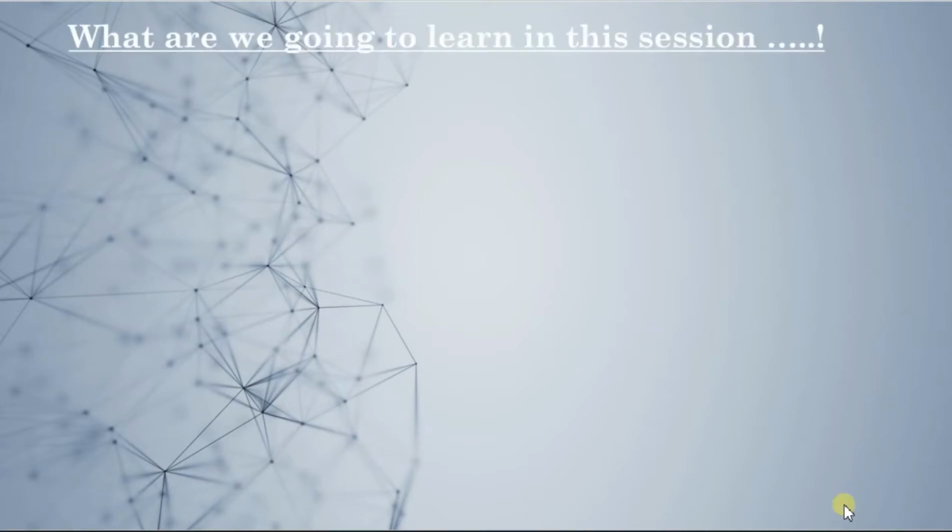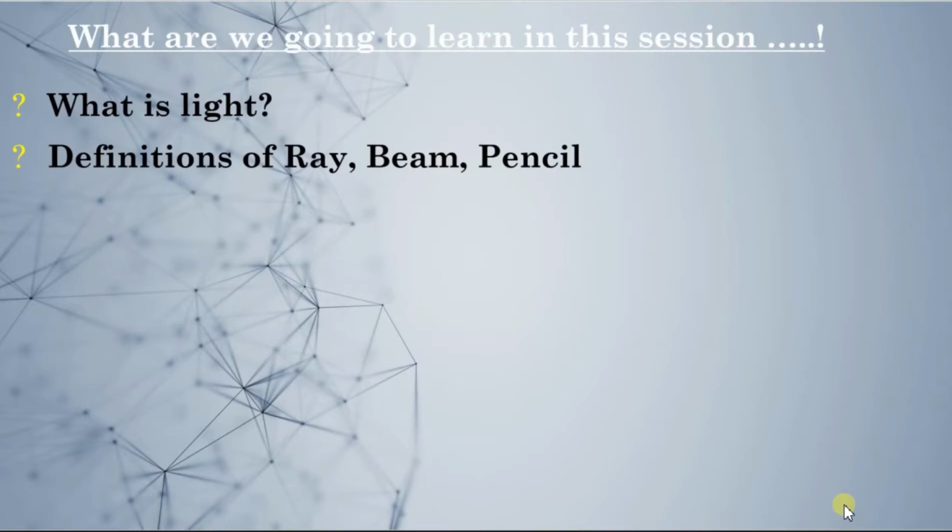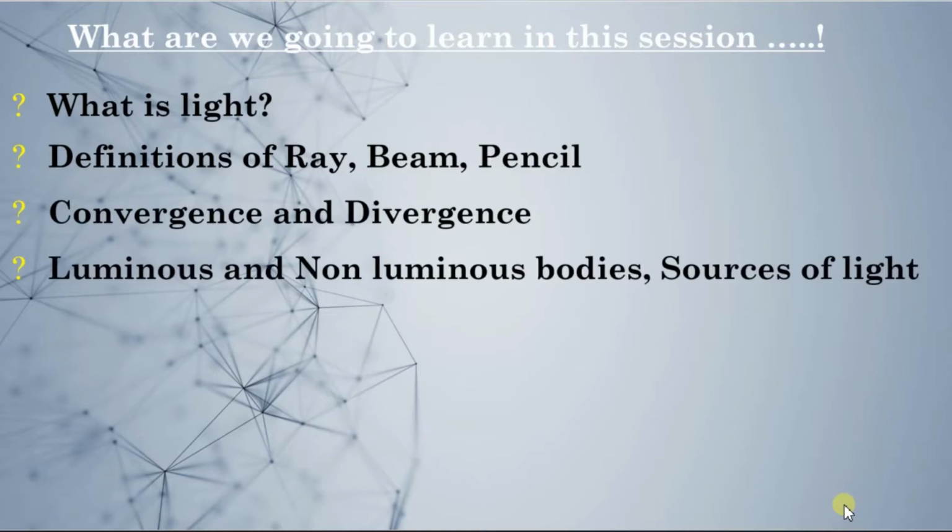In this session, we will be learning the basic concepts of light. Now, first of all, let us see what are the things we are going to find in this session. We are going to learn about definitions of convergence and divergence, what are luminous bodies and non-luminous bodies, sources of light, and then the intensity of light and its units.